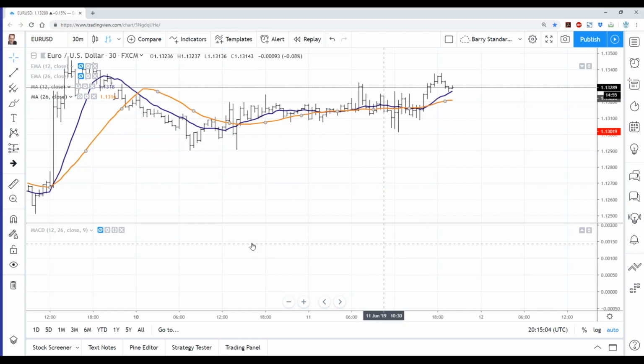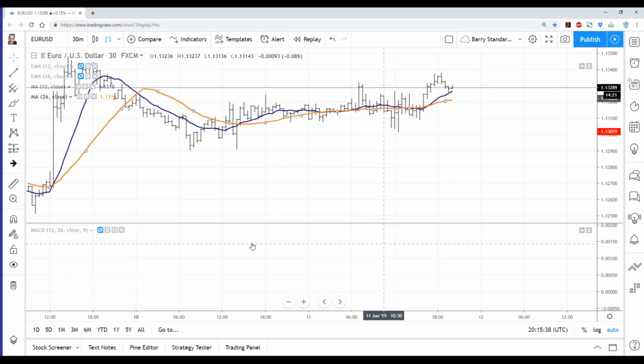Now, you say, why do we use the 12 and the 26? Those are the periods that Gerald Appel developed when he developed his indicator. You can change it and use a 10 and a 30, but then it's no longer MACD, it's Barry's moving average indicator. Okay. Because we've now taken away what the inventor and developer based his entire thing on.